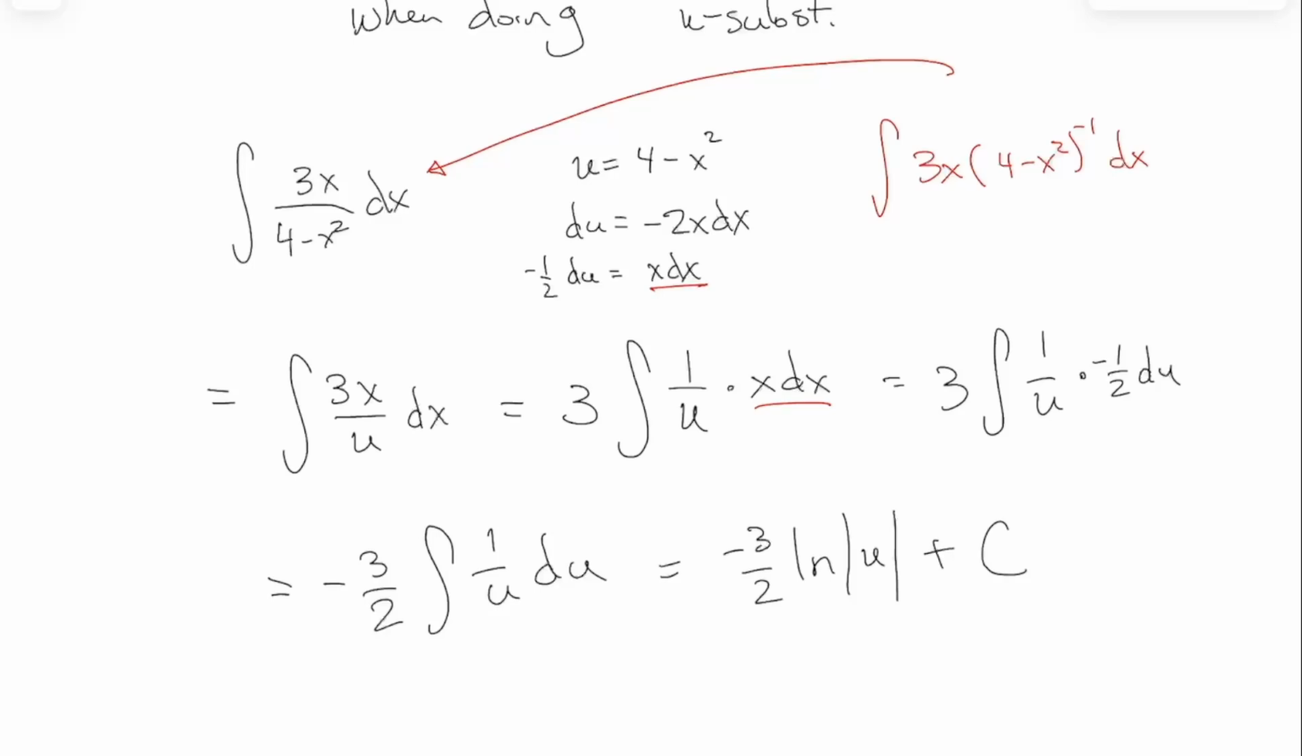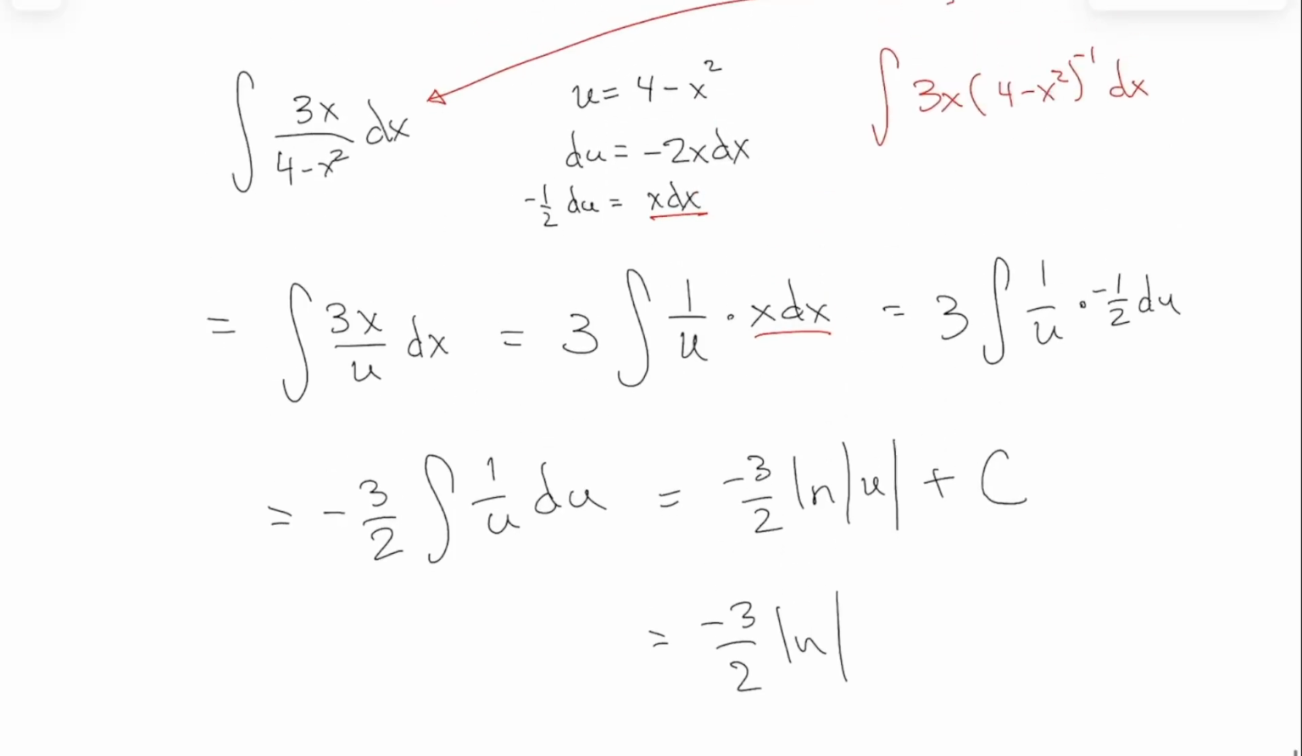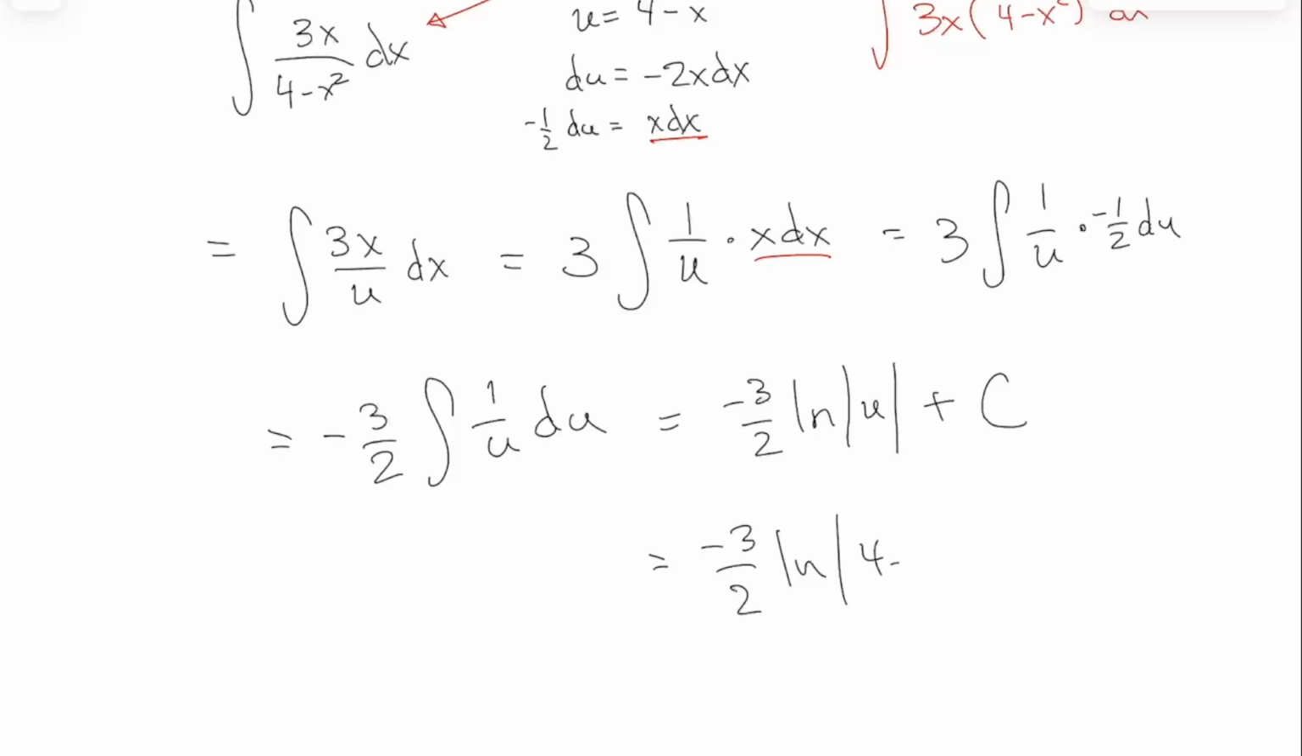And one more step, a step that a few of you forgot to do on the quiz, tragically missing out on a point. Put the original variable back in. Instead of u, let's put the x's back in. So this is -3/2 ln absolute value, where u is 4 minus x squared, plus c, like that. There you go.